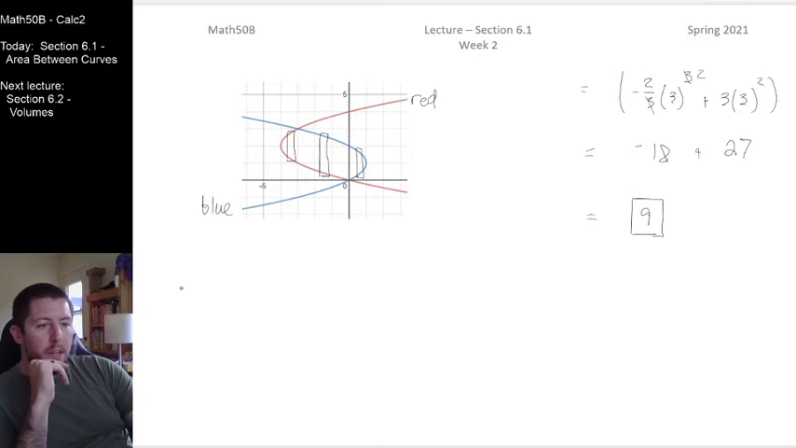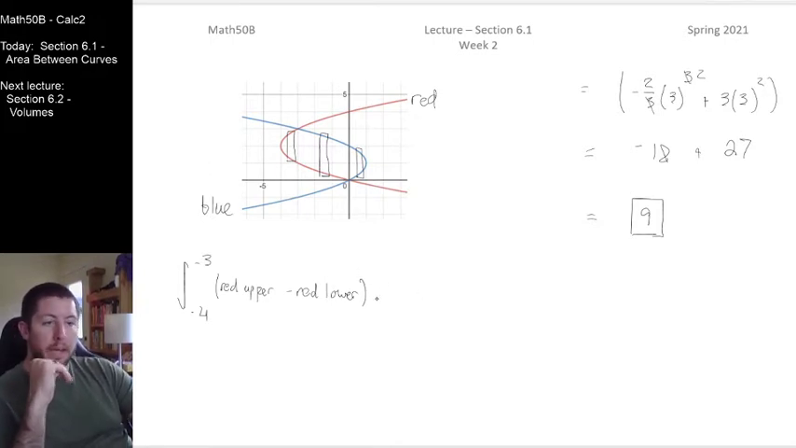So here's kind of what I'm seeing. Let's write out a couple more word integrals right now to get me going. So from -4 to -3, what do I really want? Well, it looks like what I want is the red upper minus the red lower. And notice that we're doing this with vertical Riemann sticks, so we're doing one for every x value. So this will be dx, right?